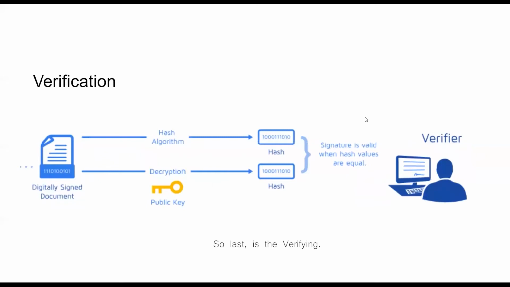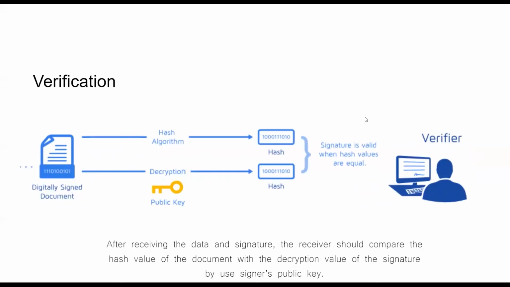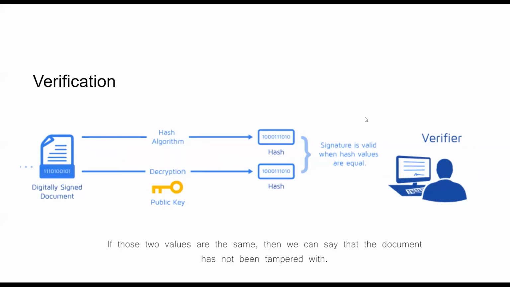The last is verification. After receiving the data and signature, the receiver should compare the hash value of the document with the decrypted value of the signature using the signer's public key. If those 2 values are the same, then we can say that the document has not been tampered with. That's all. Thank you.